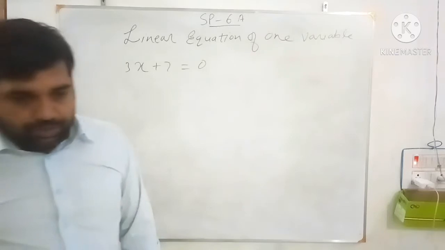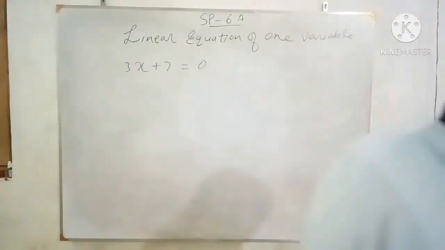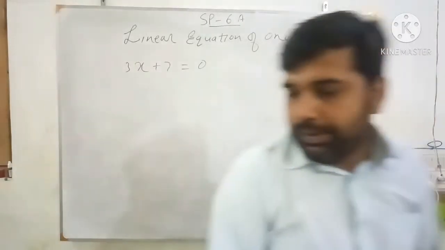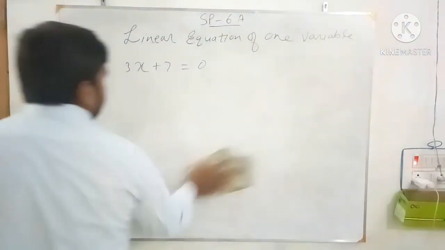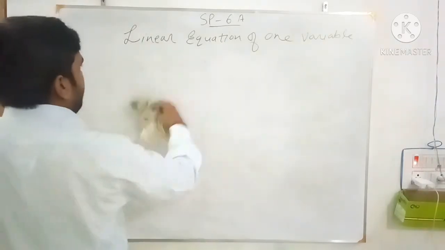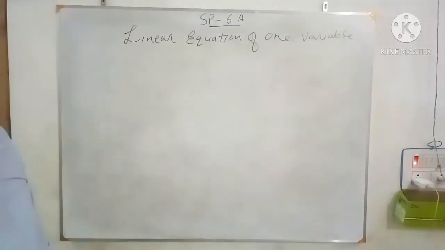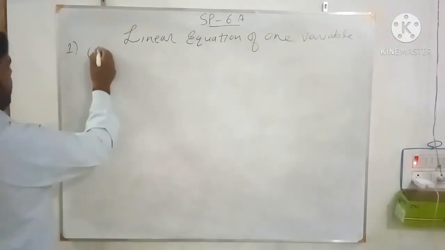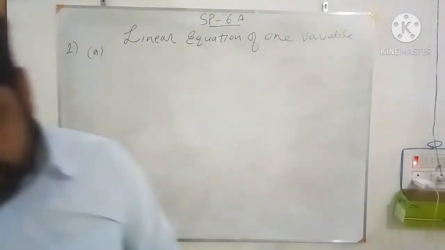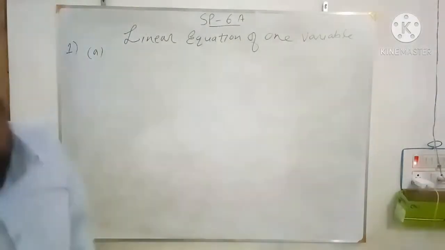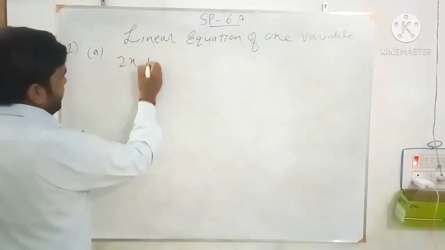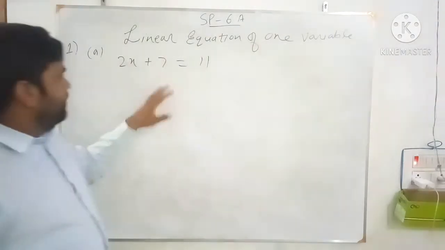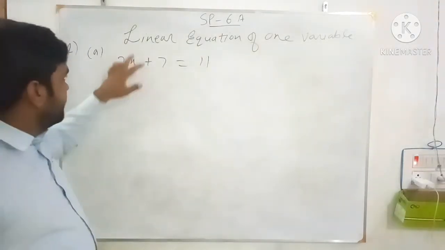Now we will solve this question. Now we do the exercise question, Self Practice 1A. First question 1A. How do we solve the equation? 2x plus 7 equals 11. This equation we have to solve. In order to solve the equation, we have to find the value of this variable x.